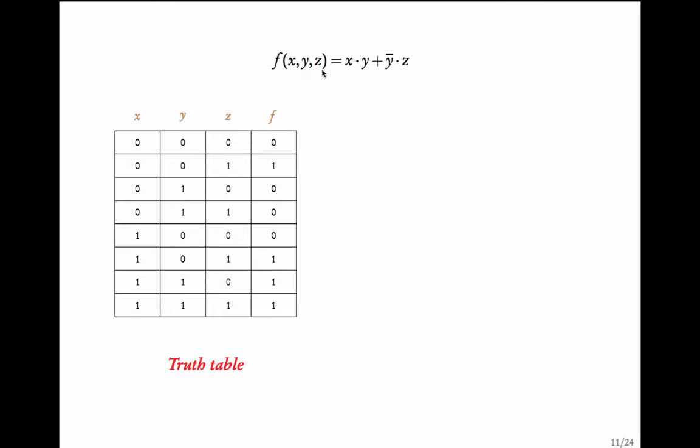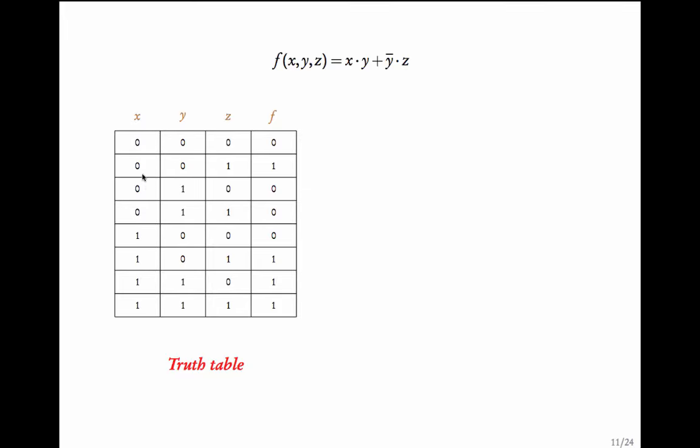Now you can represent it using a truth table. So this column is for x, this column is for y, this column is for z, and this is for f. Now if x is 0 and y is 0, x dot y is 0. Now what about y bar dot z? Since z is 0, y bar dot z is going to be 0 as well, and 0 plus 0 will be 0. Let us see one more.